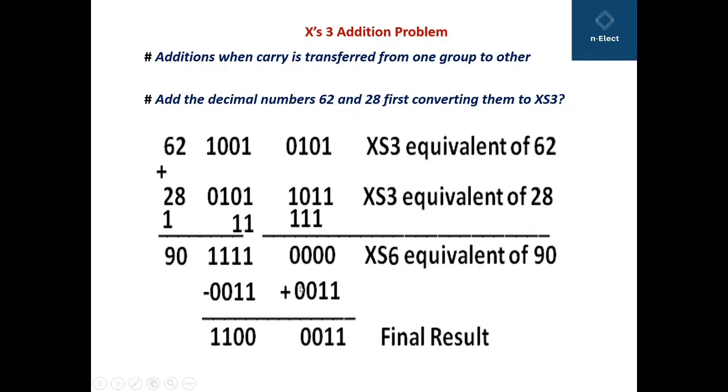The main rule to be kept in mind here is that when the carry is transferred from this group to this group, then the group on the right-hand side from where the carry is transferred, instead of subtracting, you have to add 3. And on the other side you have to subtract 3.